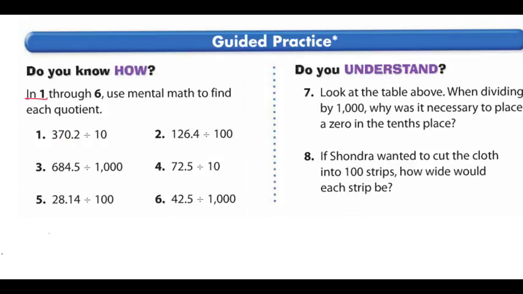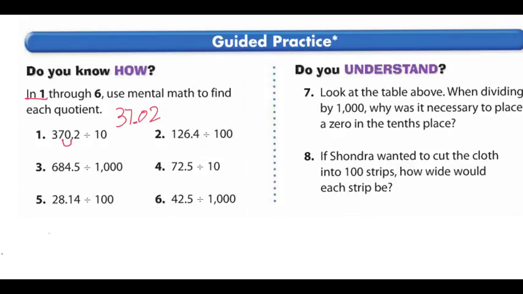All right, let's do number 2. 126.4 divided by 100. I notice there are 2 zeros, which means I'll move it 2 places, 100 times smaller. So we go 1, 2. And that shows that we have 1 and 264 thousandths.